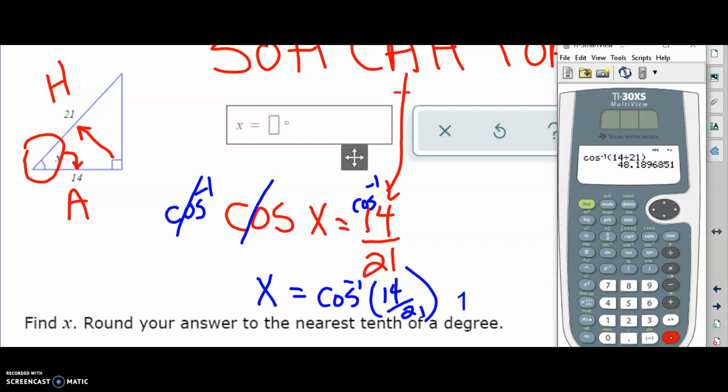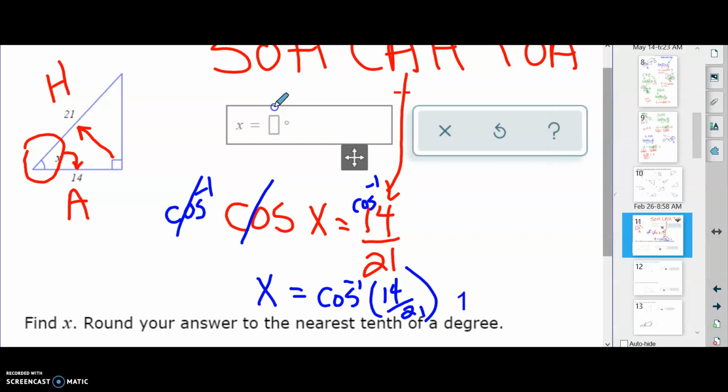Okay, so I get 48.189, and the directions say round to the nearest tenth. So it's going to be 48.2 degrees. Okay.